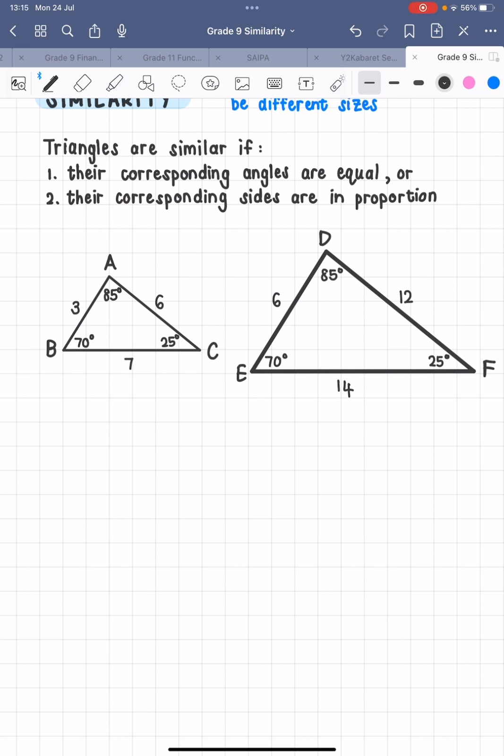So we have that angle A is equal to angle D, angle B is equal to angle E, and angle C is equal to angle F.